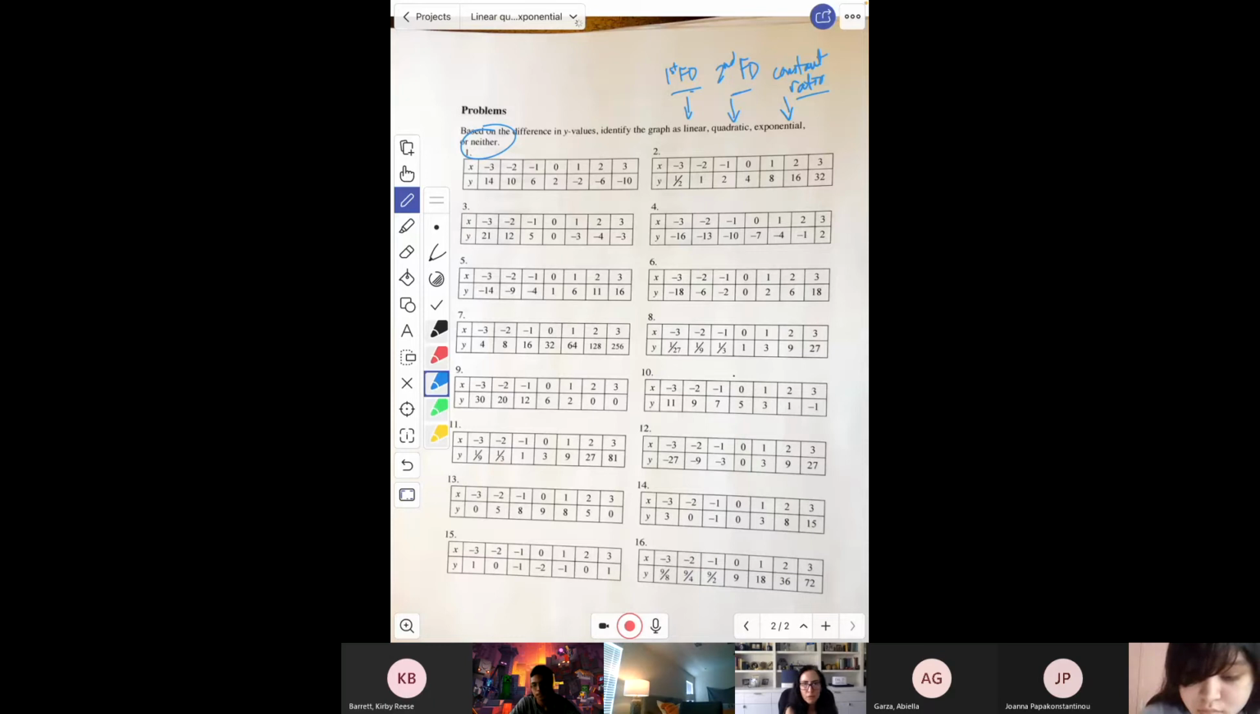Once you have figured out whether they are linear, quadratic, exponential, or neither, raise your hand in Teams and then try to find the rules. Once you think you've figured it out and have identified either a first finite difference, a second finite difference, or a constant ratio, or none of those, raise your hand.